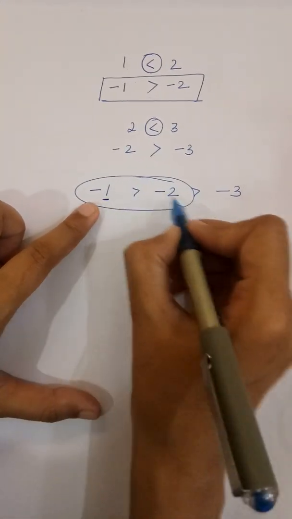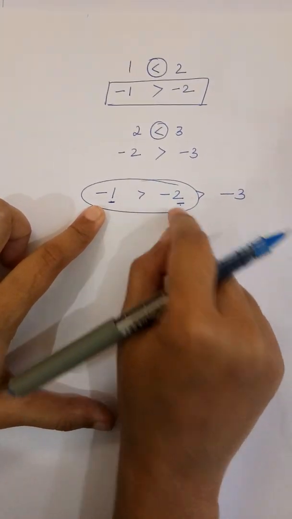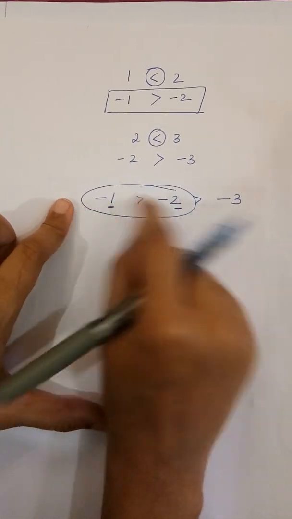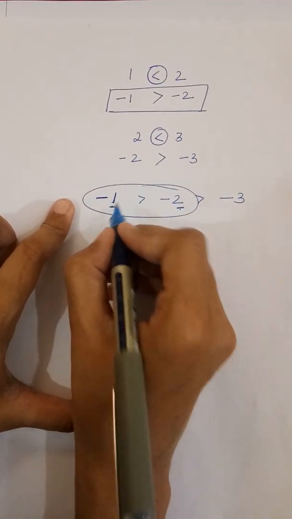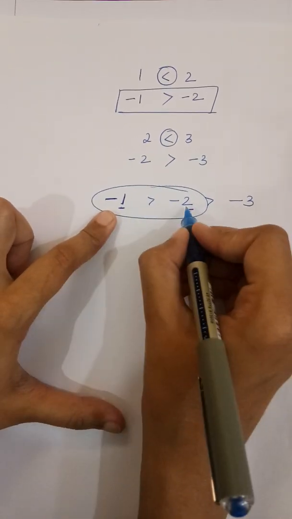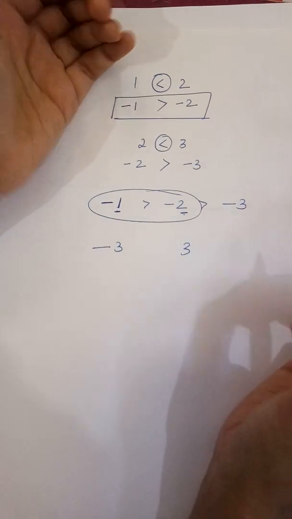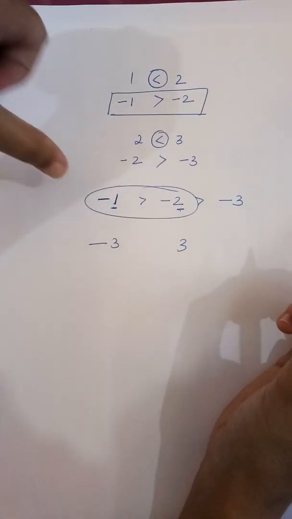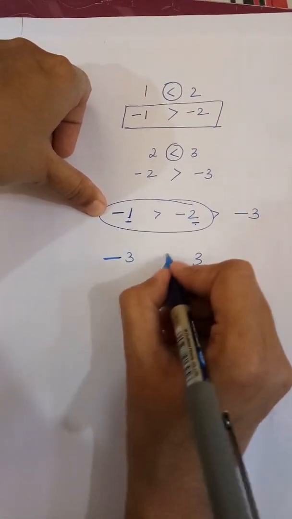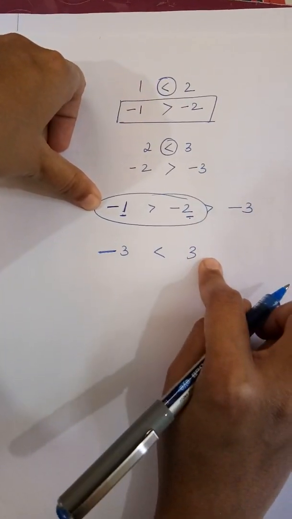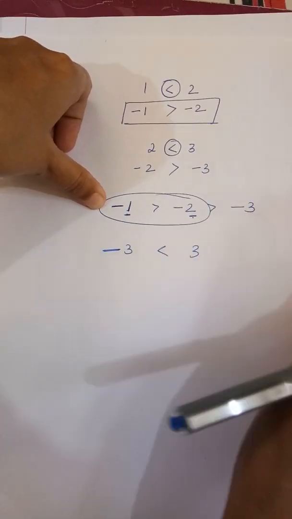Or in other words, how can you identify it? We know that out of 1 and 2, which one is the greater one? 2. But since it is having the negative sign, the smallest number with the negative sign will become the greatest. So minus 1 is greater than minus 2. If I am going to talk about minus 3 and 3, all the negative numbers are always less than the positive. So minus sign is there, then minus 3 is less than 3. All negative numbers are less than the positive integers.